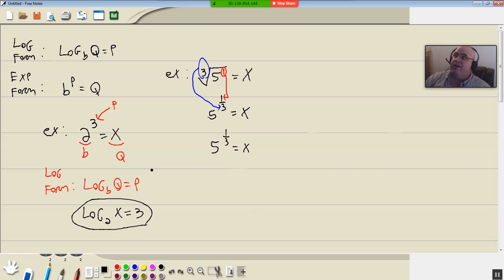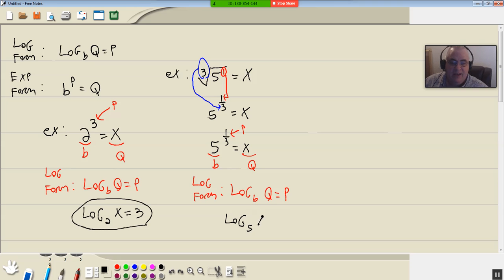And now this is in our exponential form. Our power, our exponent, which is 1/3, will be p. The number immediately to the left of it will be our b, and the other side of the equals will be our q. So our log form says we got log base b of q is equal to p. So we plug in what we identified. B was 5, q was x, and p is 1/3. And that'd be our answer.